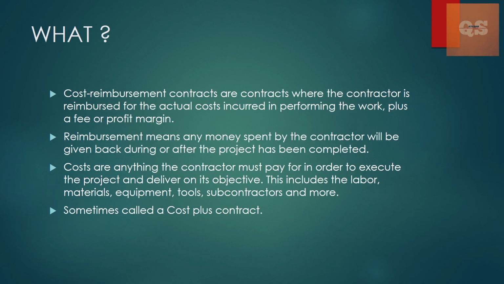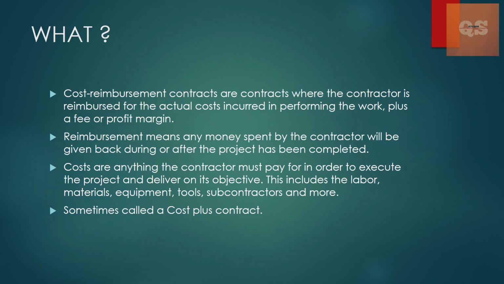Cost reimbursement contracts are contracts where the contractor is reimbursed for the actual cost incurred in performing the work plus a fee or profit margin. As the sentence says, whatever cost is incurred in doing a particular project, that cost is reimbursed plus an additional fee or some profit is added to this cost. So this is basically a cost reimbursable contract.